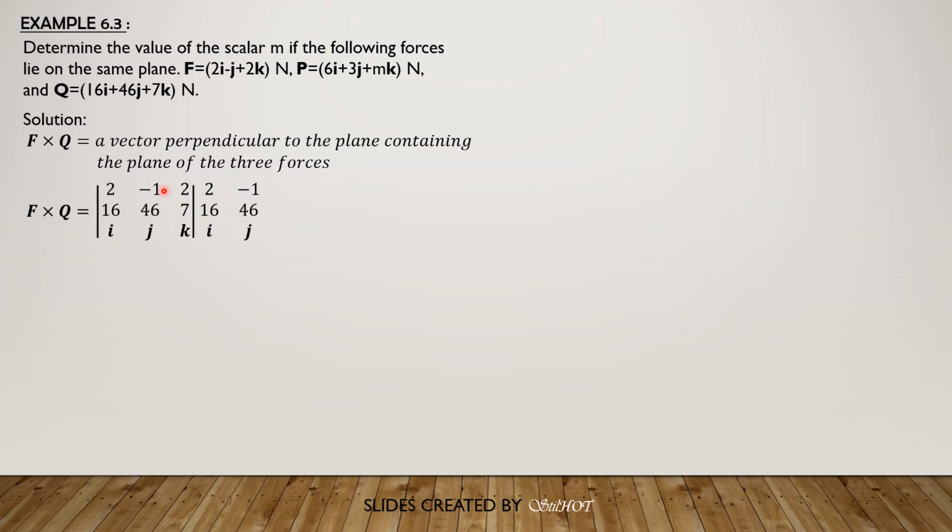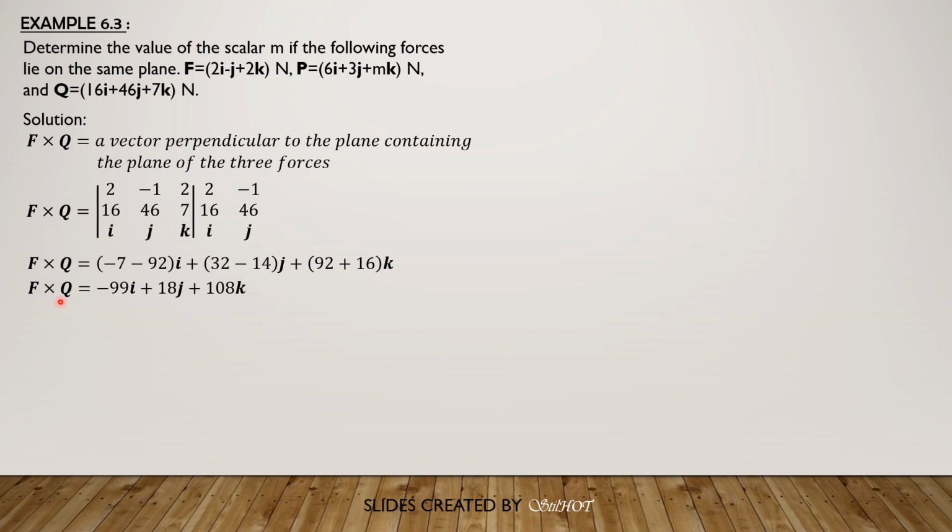So we have negative 7, negative 1 times 7i minus 46 times 2. So negative 7 minus 92i. For j, we have 2 times 16, 32 minus 14j. Then k, 2 times 46, 92 minus negative 16, so plus 16 k. Simplifying, it is negative 99i plus 18j plus 108k newtons.